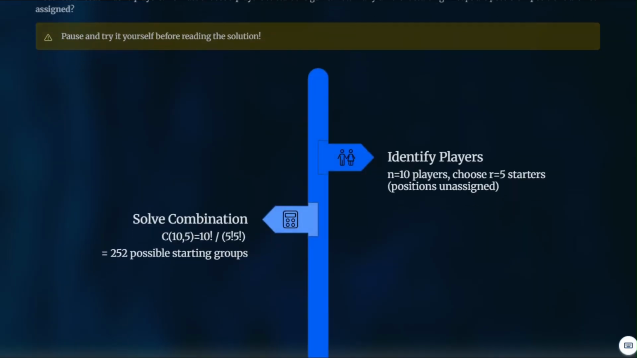So in this case, we have 10 players, N equals 10. We want to choose 5 starters, so R equals 5. Using combination, 10 choose 5 will be equal to 10 factorial over 5 factorial times 5 factorial, and that will be 252 possible starting lineups.